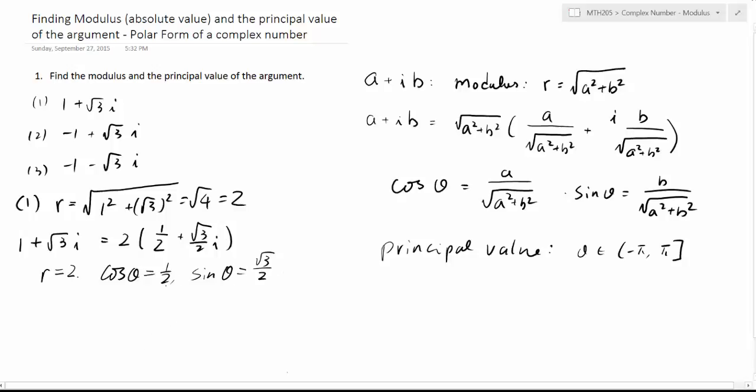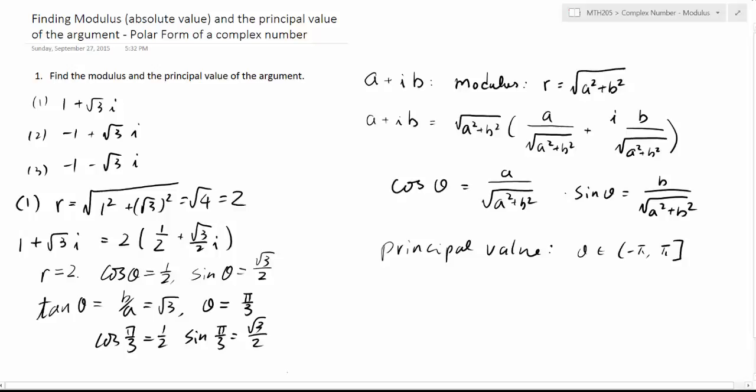Pretty much we can now see what this theta should be, but sometimes we also use this formula. We say tangent theta is equal to b over a, and we have root 3. And together we see that theta must be equal to pi over 3. Okay. Now, we can see theta is equal to pi over 3 because we know cosine pi over 3 is 1/2, and sine pi over 3 is equal to root 3 over 2.